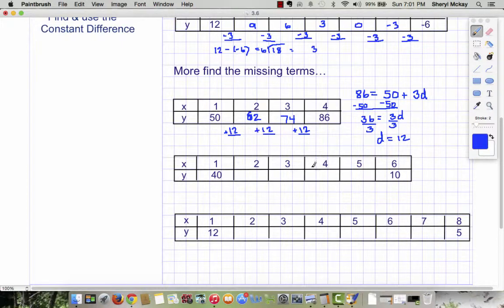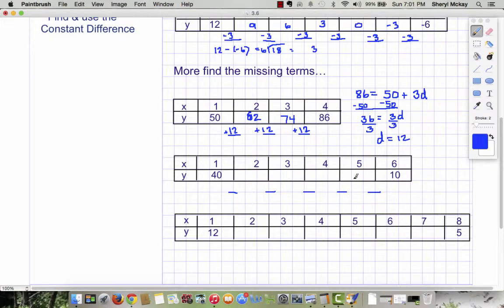So, what was the constant difference that you came up with this time? Let's see if we can figure it out. Let's first say that we're going to have 1, 2, 3, 4, 5 constant differences, right? To get from here to here, here to here, here to here. So there's going to be 5 constant differences.